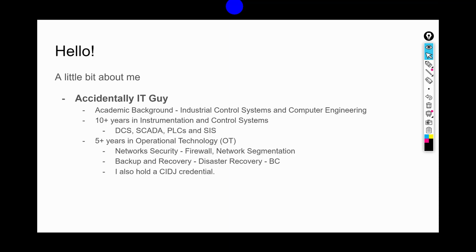I call myself an accidental IT guy because my academic background is in control systems and computer engineering. I didn't start off with IT. I spent about 10 plus years in instrumentation and control systems. It's a very hot topic today because of all these SCADA systems and distributed control systems that control manufacturing processes. All these systems are now being tied into different networks and data is being exchanged, so it's become a really hot topic.